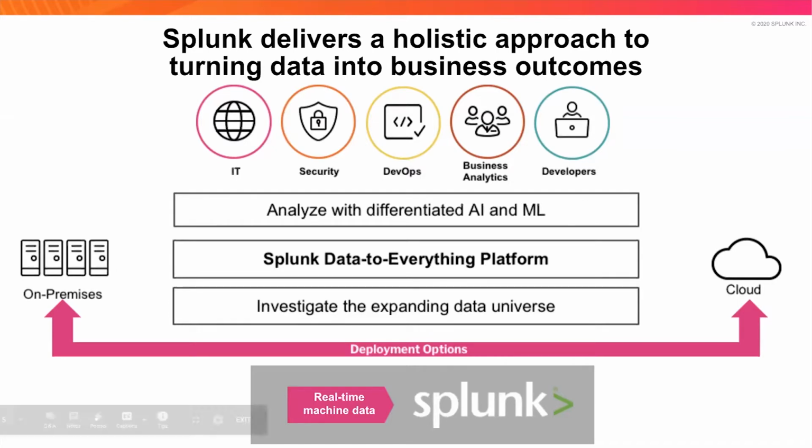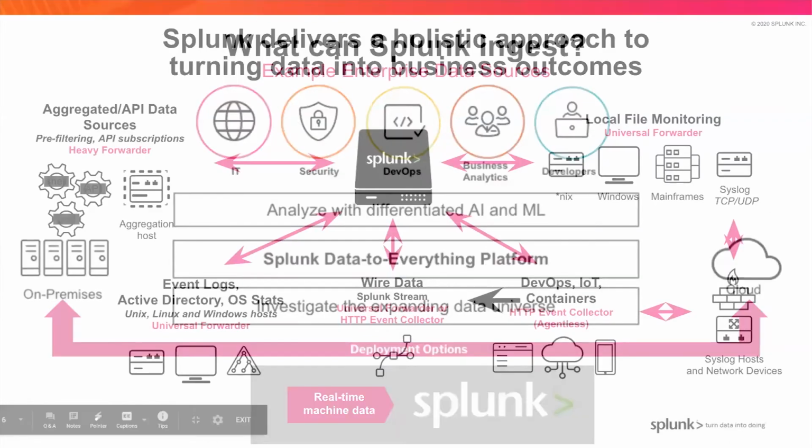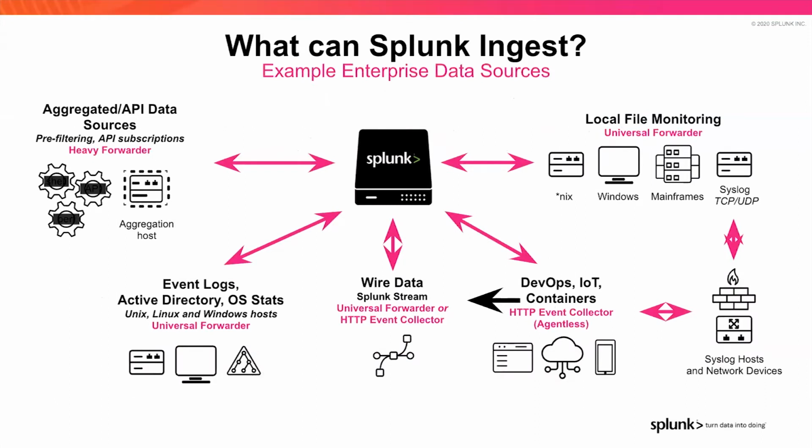So what would that data look like? The data we might get would be examples that you see on the screen, right? We could be pulling in data from a local file monitoring, starting in the upper right and going clockwise around. That would mean log files that are stored on your systems. We could collect any new logs that are populated there from your applications or from any sources.